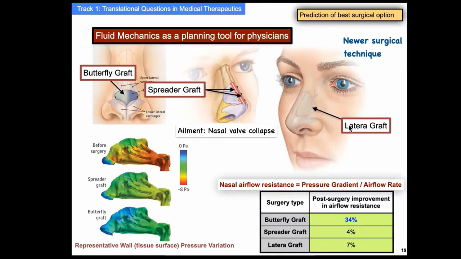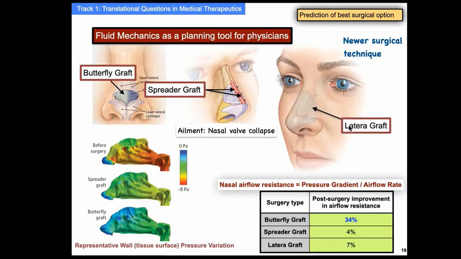Now, the spreader grafts have been around for a while. The butterfly graft technique was developed over the last 20 years or so. And the lateral graft, the one on the very right, is really new. It's around 2-3 years old. So the question is, to correct the anatomy for nasal valve collapse, which one would be the best procedure?